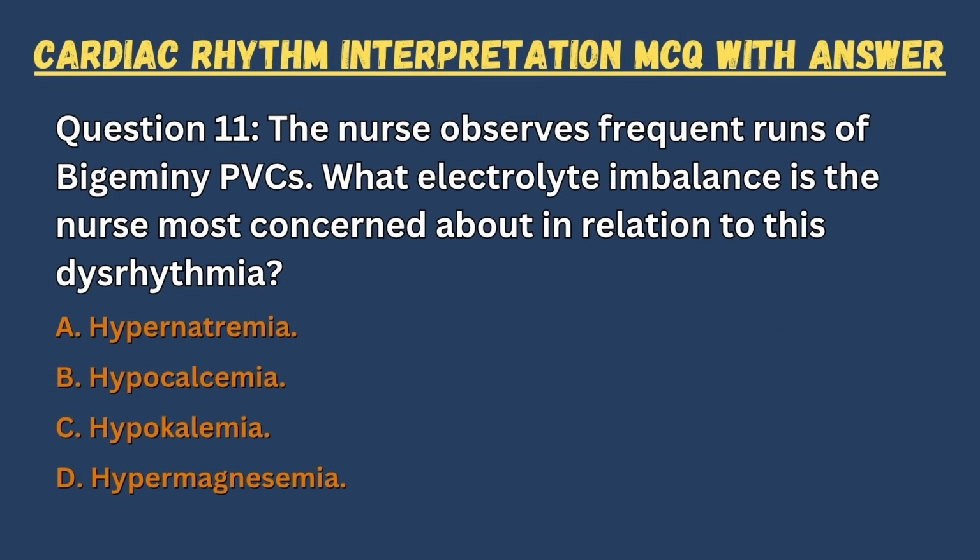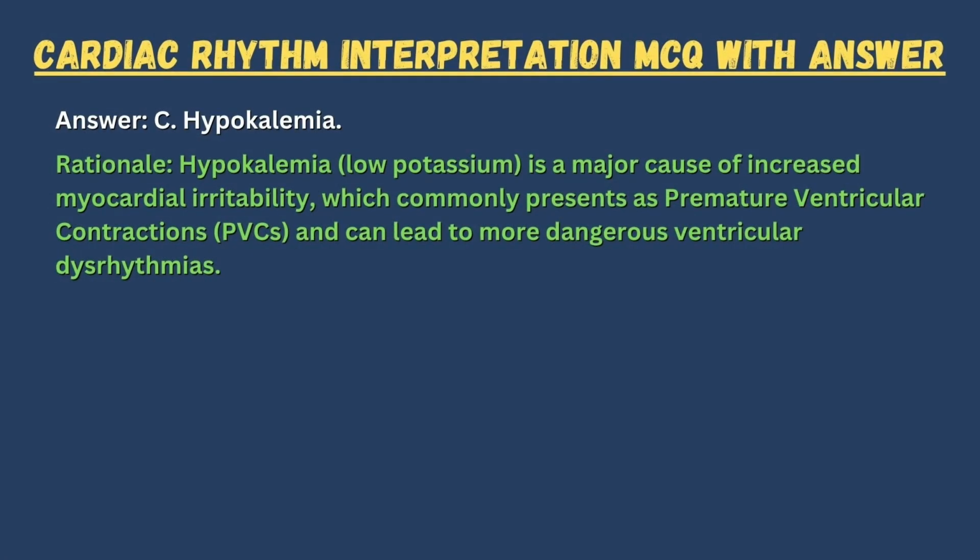Question 11. The nurse observes frequent runs of bigeminy PVCs. What electrolyte imbalance is the nurse most concerned about in relation to this dysrhythmia? A. Hypernatremia. B. Hypocalcemia. C. Hypokalemia. D. Hypermagnesemia. Answer. C. Hypokalemia. Rationale. Hypokalemia, low potassium, is a major cause of increased myocardial irritability, which commonly presents as premature ventricular contractions, PVCs, and can lead to more dangerous ventricular dysrhythmias.